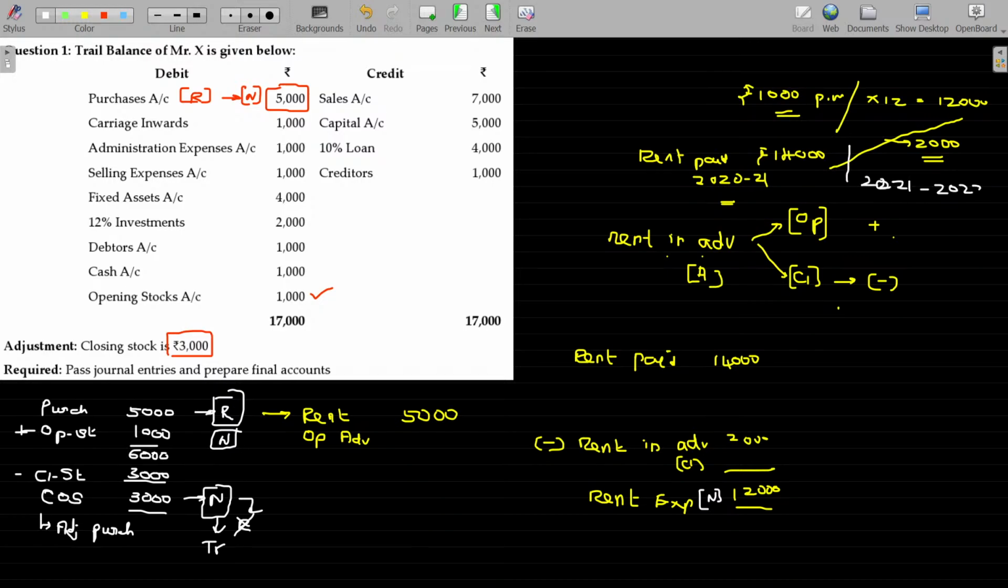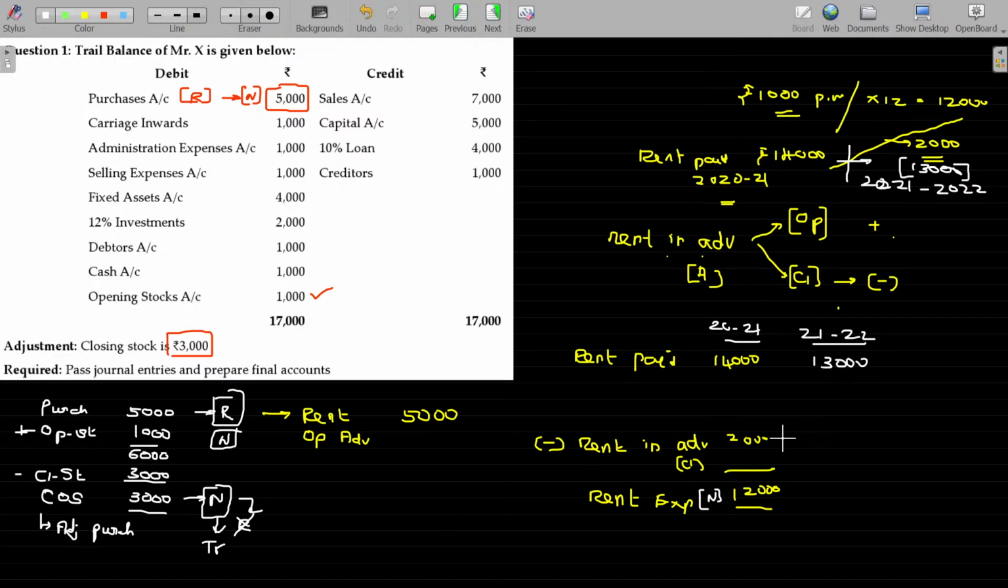And the rent paid in 2021-22 is not 14,000, it is 13,000. What does it mean? How much rent do you have to pay for 2021-22? Again 12,000 rupees, but there is already an advance. So you have to subtract that 2,000 rupees. Only 10,000 is required to be paid in 21-22. But you paid 13,000. What does it mean? 3,000 is meant for the next year, that is 22-23. So in 21-22, the rent paid is 13,000 rupees.